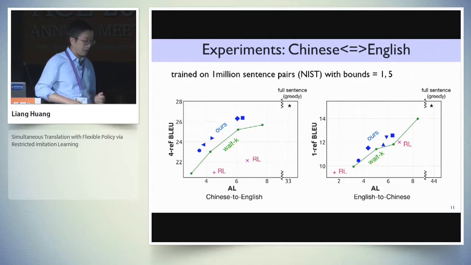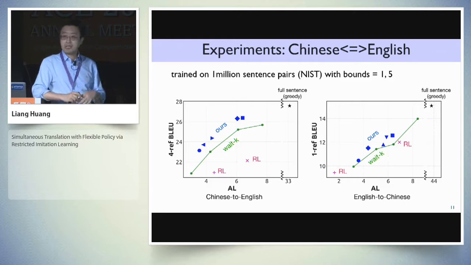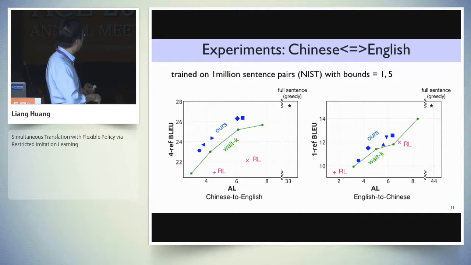So these are experiments on Chinese to English and English to Chinese, and this is wait-k, and this is RL from Gu et al. And in both cases, our flexible policy is slightly better than wait-k in terms of the latency-quality trade-off. So that means if you have the same latency, we have a better BLEU score. If you have the same BLEU score, we have shorter latency.